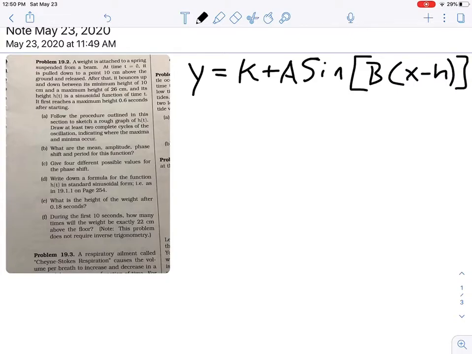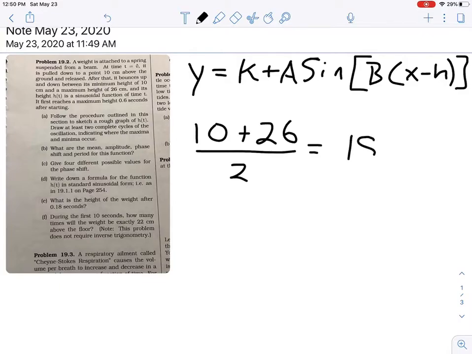Because it's a sinusoidal equation, we have sine here. This is actually going to set up like a cosine curve, but we'll do it as a sine curve and just shift it over. It should always work. All right, so our min is 10 and our max is 26. I'm going to find the midline by finding the average of these. That will be (10 plus 26) divided by 2 equals 18. That is what k equals.